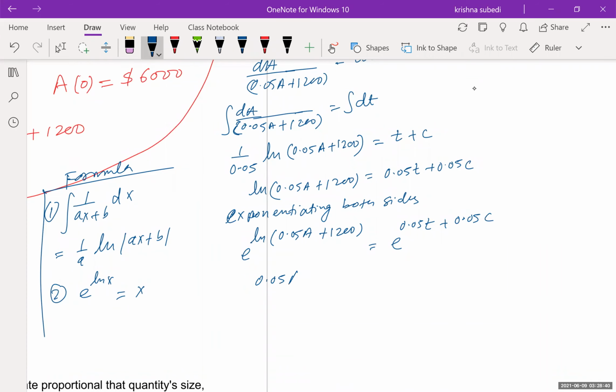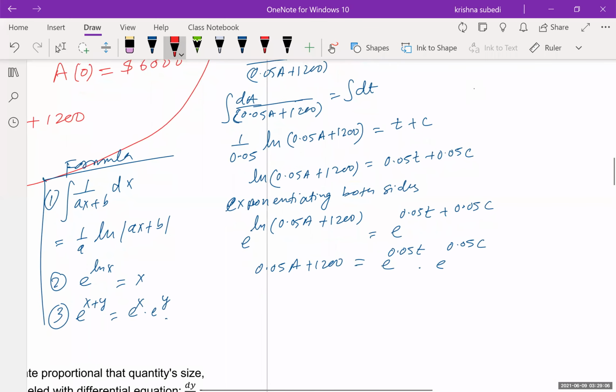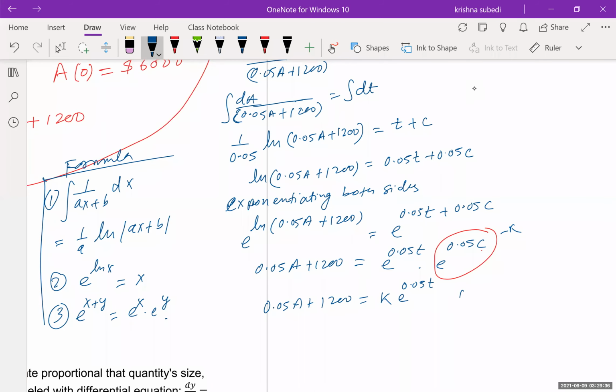So using that formula, we can write 0.05A plus 1200 equals, now using the formula that e raised to the power x plus y can be written as e^x times e^y, on the right-hand side I can write e raised to the power 0.05t times e raised to the power 0.05C. Notice that this is just a constant: e is a constant and 0.05C is a constant. This constant looks a little ugly, so to make life easy, I replace it by another constant K. So now I have 0.05A plus 1200 equals K e raised to the power 0.05t, where K equals e raised to the power 0.05C.